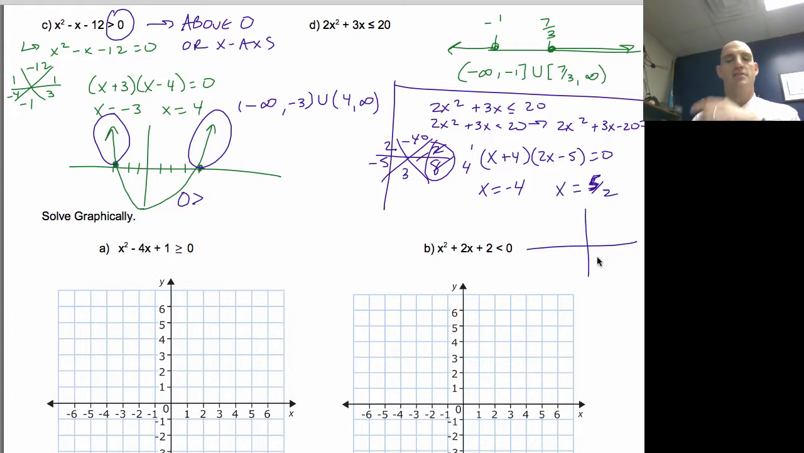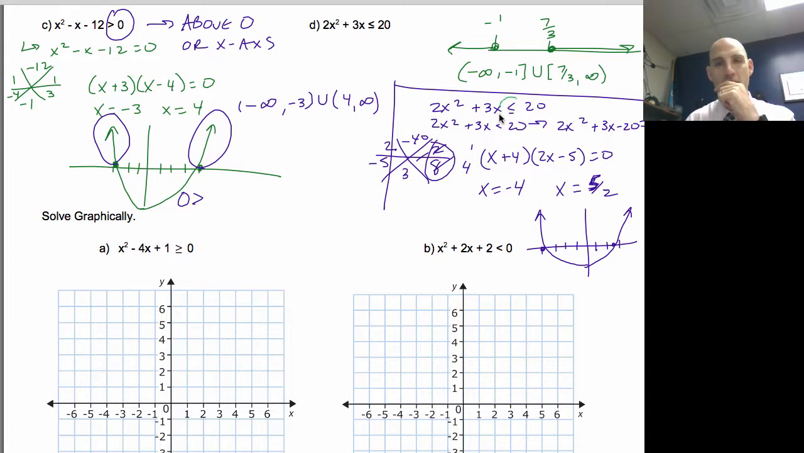Well, just think for a second here. What does this graph look like? It's not negative, so it opens up. And so if my zeros are negative 4 here, and 2.5 here, which parts are bigger than 0? Which parts are above the x-axis would be greater than?